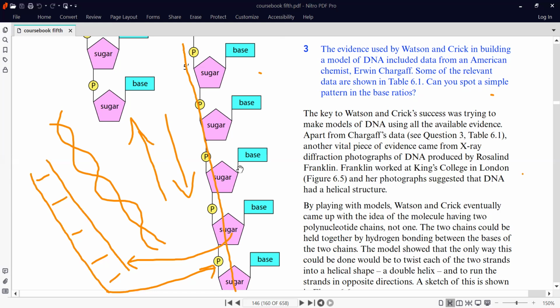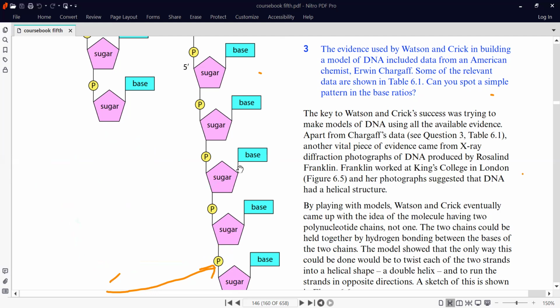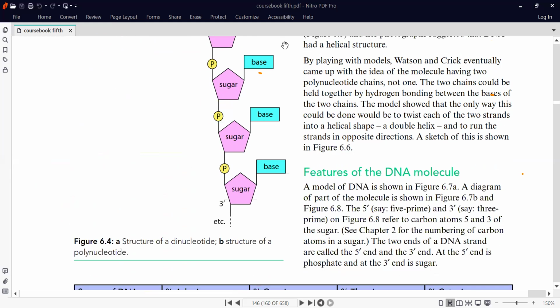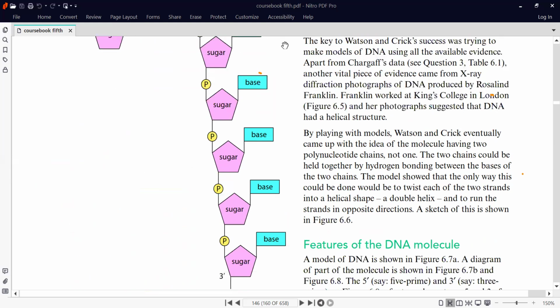Then, one more thing. They contain equal amounts of adenine and thymine, and cytosine and guanine. They are equal. Why? Because they are complementary to each other. They are standing opposite to each other. Now I am going to tell you in detail what the structure of DNA is and what the difference is between the DNA structure and the RNA structure.